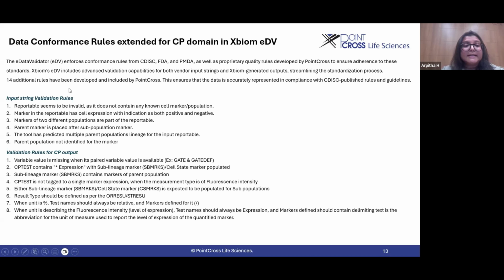These are the set of rules which validate the input markers provided by the vendor. And these are the validation rules that were built to validate the CDISC output to make sure the data representation guidelines are met in the outputs.